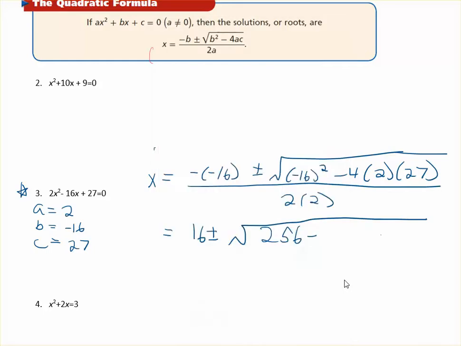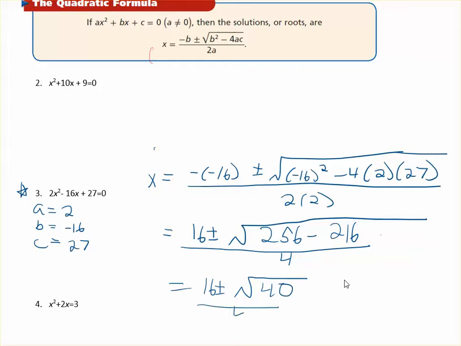That's 216. And it's minus because it was minus all 3 of these multiplied. And divided by 4. Okay? Next step. I'm going to take 256 minus 216. And you can do it on a calculator if you want, but that will be 40. Okay, so far we have negative 16 plus or minus the square root of 40 all divided by 4.